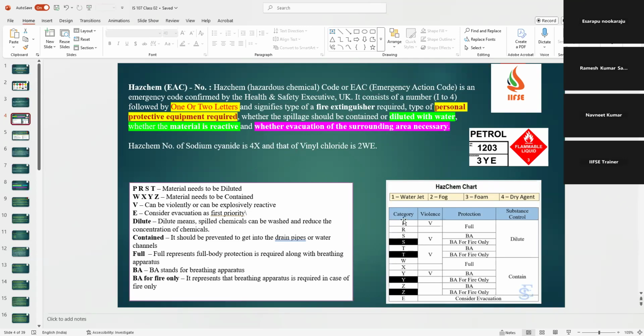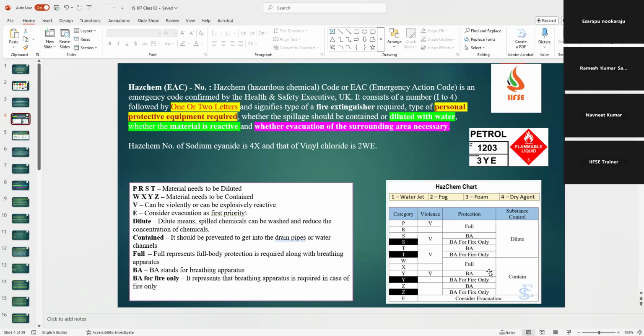These are the indicators. If you ask me why there is no A, B, C and so on, I don't have an answer either. This is how they have defined the categories, and the letter indicates the violence of the reaction or whether it can catch fire, along with the protective measures and also substance control. When I say substance control, it means how you can handle the material, either by diluting or containing it. This is how the HAZCHEM EAC, emergency action code, will help us in firefighting.